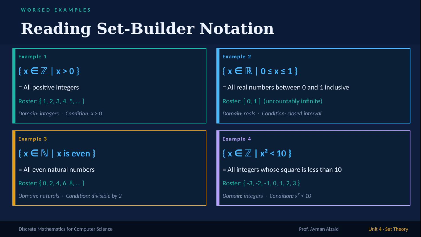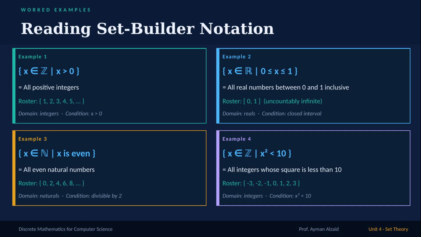Example 2. The set of x in the reals such that x is between 0 and 1 inclusive. Domain is reals. Condition, x between 0 and 1 inclusive. This is the closed interval from 0 to 1, uncountably infinite, so roster form is impossible. Example 3. The set of x in the naturals such that x is even. Domain is naturals. Condition, divisible by 2. Roster form: 0, 2, 4, 6, 8, and so on.